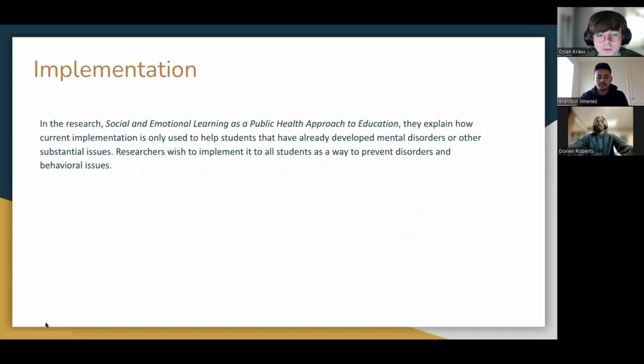Implementation. In the research, Social and Emotional Learning as a Public Health Approach to Education, they explain how current implementation is only used to help students that have already developed mental disorders or other substantial issues. Researchers wish to implement it to all students as a way to prevent these disorders and behavioral issues, and it will also help to fulfill stages 3 through 5 of Erikson's psychosocial development stages and develop the traits of initiative, industry, and identity.